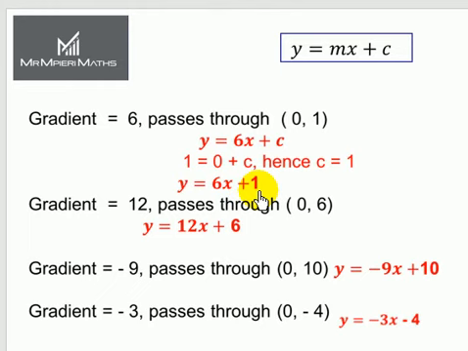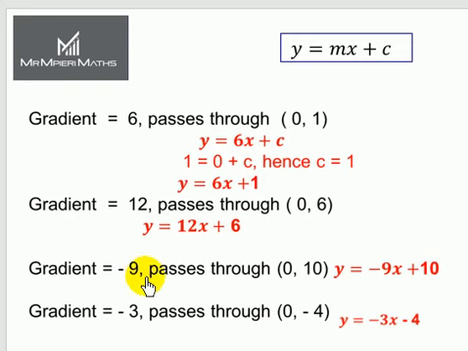Remember, with this kind of question, you can avoid this step and just pick the gradient, which is given, so it becomes 6x, and then plus c, which is 1 here, so plus 1. And so that's it, done straight away. Second one: gradient is 12, and it passes through 0, 6. So quickly, y equals 12x, and it passes through 6, which is the y-intercept. So it becomes 12x plus 6.